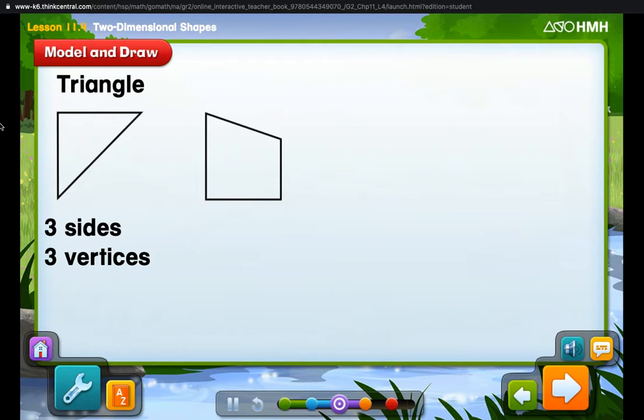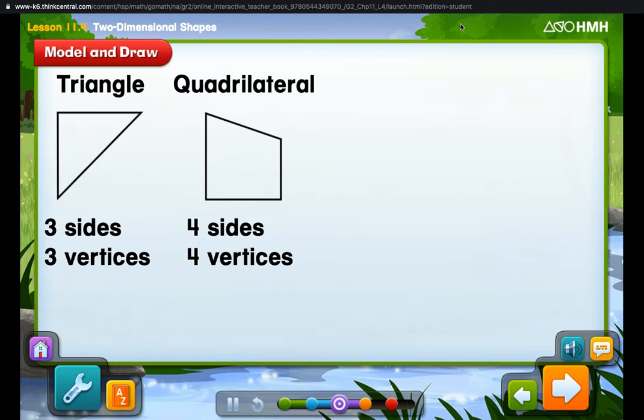Let's count the sides of this shape. This shape has one, two, three, four sides. Now let's count the vertices. One, two, three, four vertices. This shape is a quadrilateral. Any four-sided shape is called a quadrilateral. All quadrilaterals have four sides and four vertices. Rectangles and squares are special quadrilaterals.